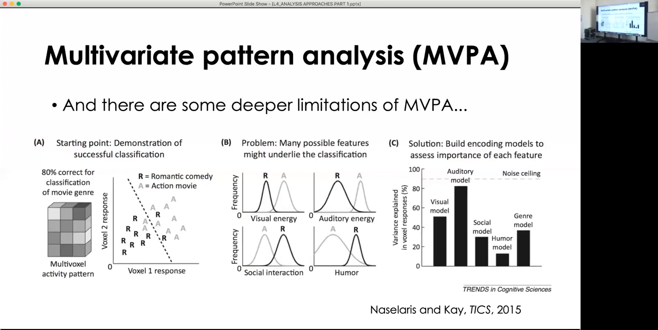And then I think the road will eventually lead you back to univariate analysis. But that's a separate discussion.